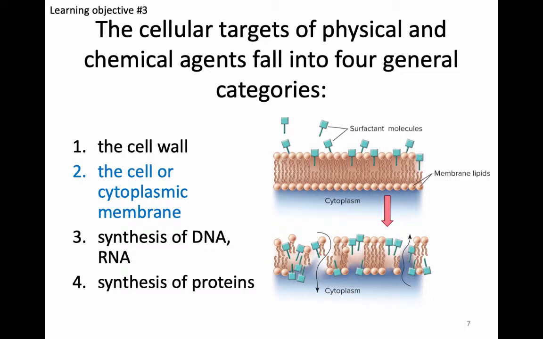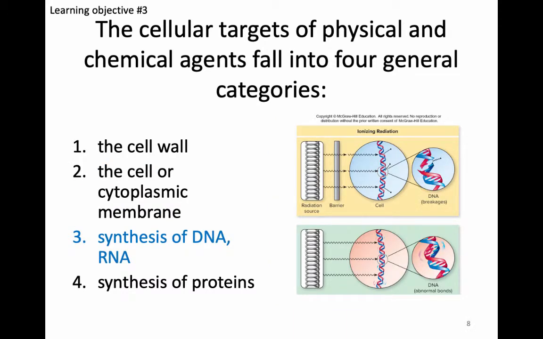The second way that these methods of control can target the microbe cell is by affecting the cell or cytoplasmic membrane, and that's what's shown in the image from your book here. Surfactants are one example, and soaps are a type of surfactant. What the soap will do is wedge in between the lipids of the cytoplasmic membrane and disrupt it, so then the contents of the cell leak out and the cell will die.